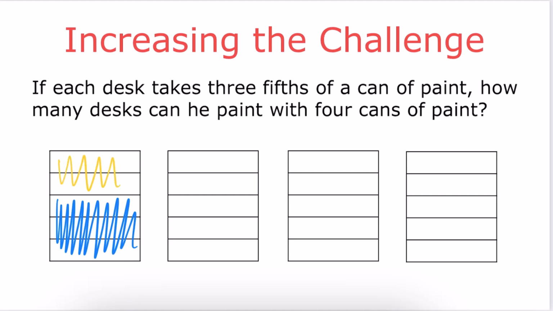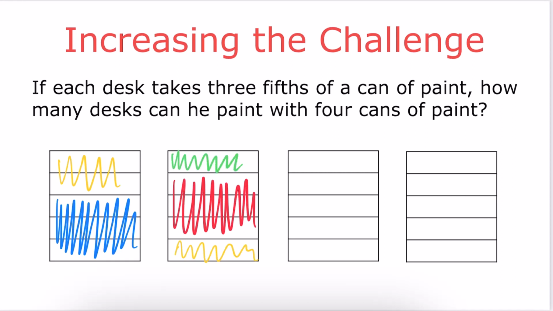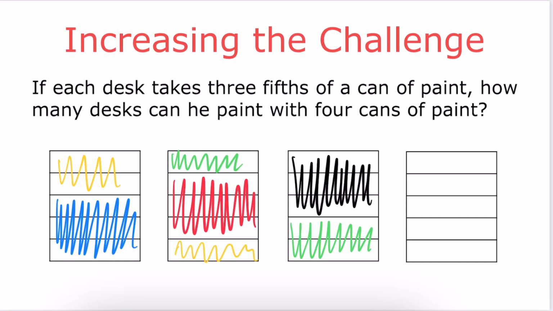Then he could paint another desk with the rest of that can and then part of the second can. Then he could paint a third desk, and a fourth desk would take the rest of that can of paint and 2/5 of this can of paint. And then, what number are we on? 1, 2, 3, 4. Our fifth desk could be painted with the rest of that can of paint. And then we could say that our sixth desk could be painted with this.